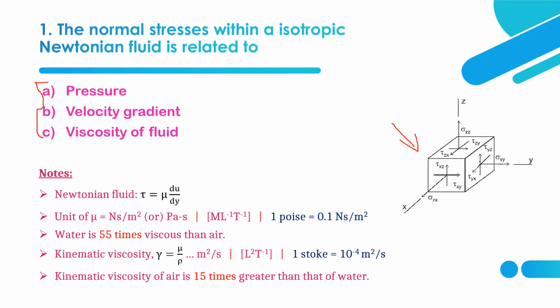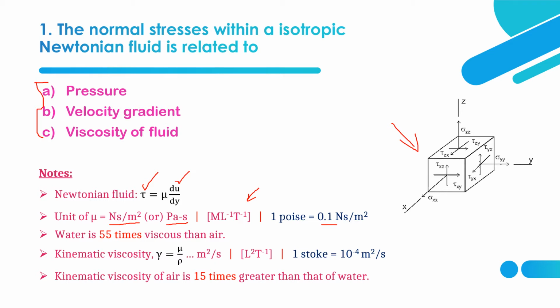In the case of a Newtonian fluid, shear stress and the velocity gradient are related by this formula: tau is equal to mu du by dy. What is mu? Mu is the constant of proportionality, and that is nothing but dynamic viscosity. The dynamic viscosity unit is Newton second per meter square, or Pascal second. This is the dimensional formula for dynamic viscosity, M L power minus 1 T power minus 1. Another unit for dynamic viscosity is poise. One poise is 1 by 10th of Newton second per meter square, or 0.1 Newton second per meter square.